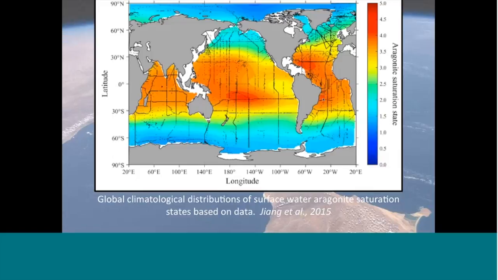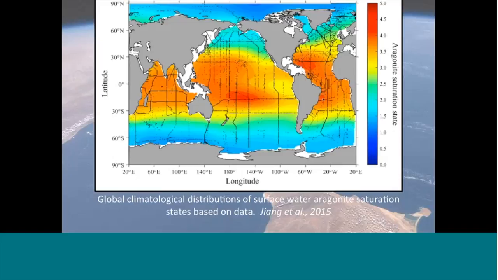For those of you who aren't familiar with the phrase saturation state or with the term aragonite, what happens is that as the CO2 is absorbed into the ocean, it causes a cascade of chemical impacts, one of which is a reduction in the availability of carbonate mineral ions. These mineral ions are something that many calcifying marine organisms use to build shells, skeletons, and tests. And taking them away is sort of like taking lumber away from somebody who's trying to build a house.